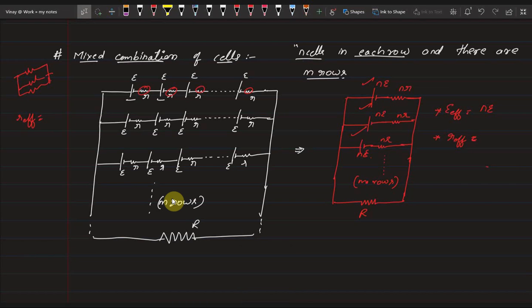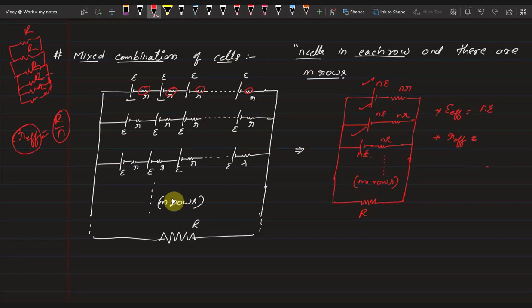Tell me what is the effective resistance when n identical resistors are connected in parallel. Very good. If n identical resistors, all of resistance R only, are connected in parallel, what is the effective resistance? Easy concept only, right? R by n. Yes, effective resistance is R by n.